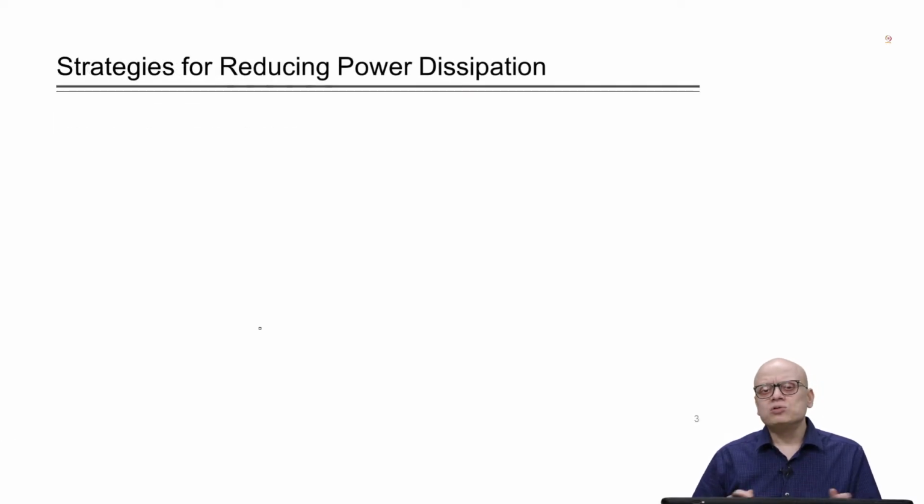So, let us first look into what are various strategies for reducing power dissipation. Now, to devise strategies for reducing power dissipation, we must look into on what factors the power dissipation depends, and then we can target our techniques to those factors which are affecting the power dissipation.